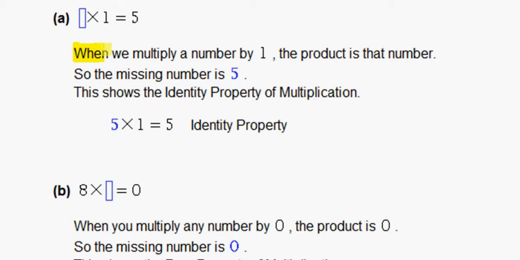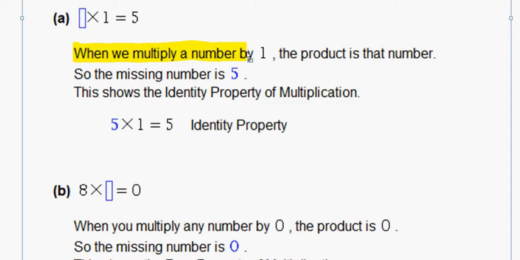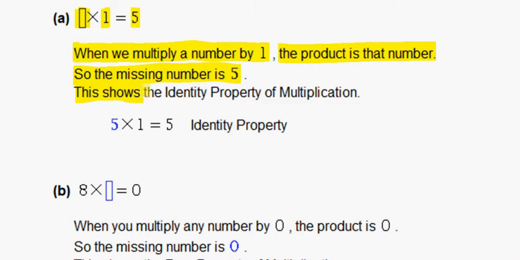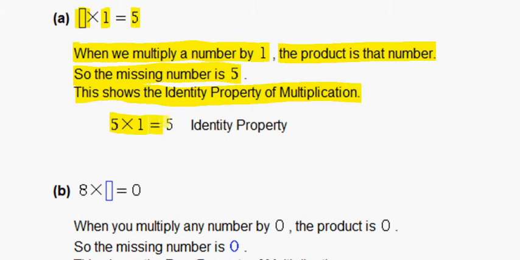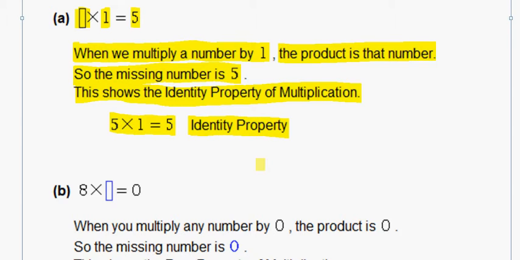We know when multiplying a number by 1, the product is that number. So the missing number is 5 because 1 times a number is that number. This shows the identity property of multiplication. So 5 times 1 equals 5, which is the identity property.